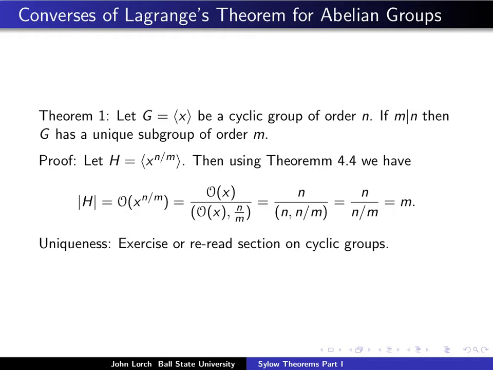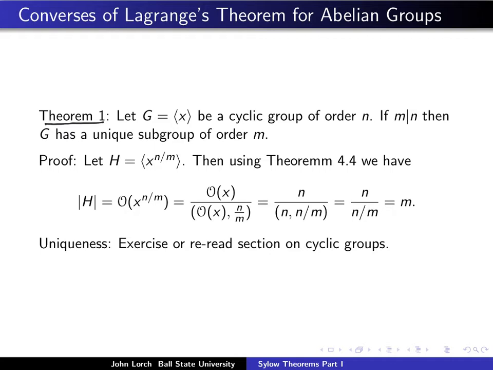So our first theorem here pertains to cyclic groups. And it says, well, if you have a cyclic group of order n, and M is a divisor of n, then that cyclic group must have a unique subgroup of order M. Now, if this result seems familiar to you, it should, because this is a result that we proved back in section 5 when we were talking about cyclic groups.